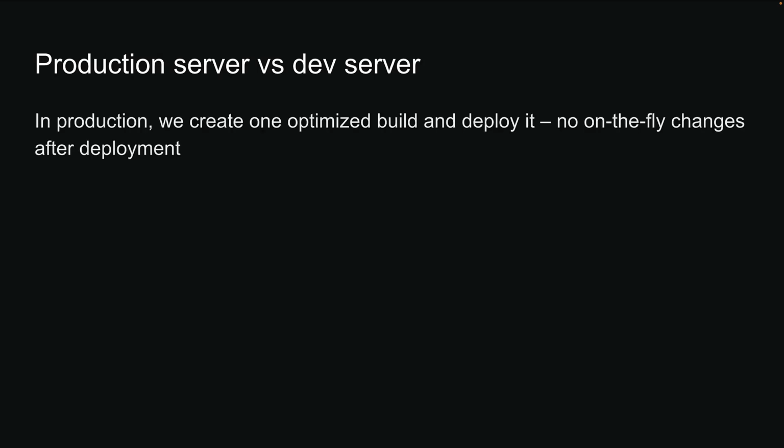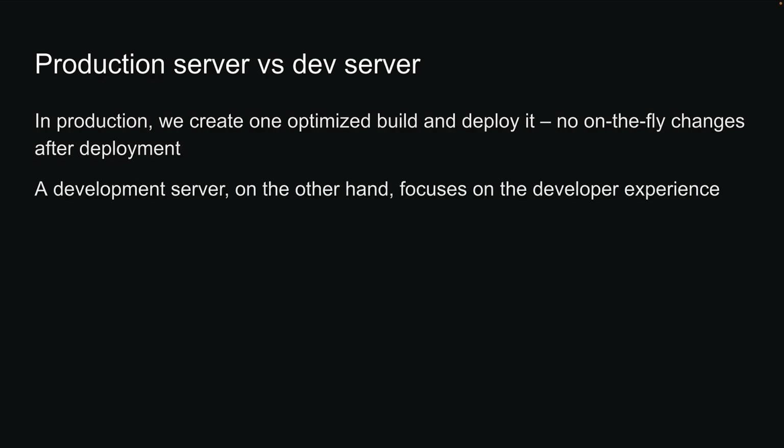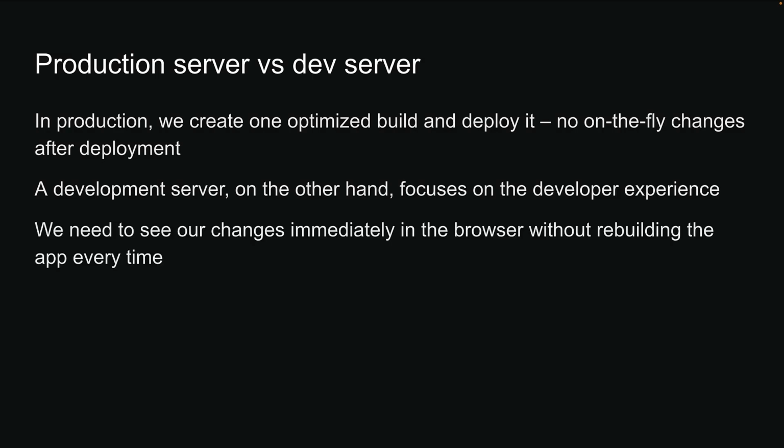In production, we create one optimized build and deploy it. No on-the-fly changes after deployment. A development server, on the other hand, focuses on the developer experience, and we need something more flexible. We need to see our changes immediately in the browser without rebuilding the app every time. That is why the Next.js team made a clever decision.